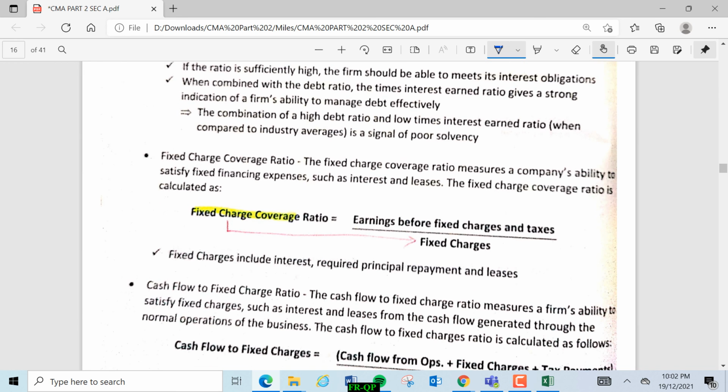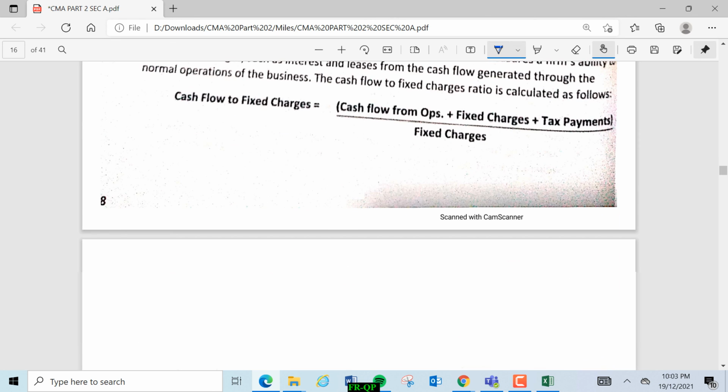Okay, then again comes fixed charges coverage ratio. You need to understand fixed charges a little: fixed charges include the interest and required principal repayment and lease. So when we say fixed charges, it includes two factors, one is the interest as well as the repayment of cash. You have to consider both, and it will be provided in the exam. Then cash flow to fixed charges: cash from operation plus fixed charges plus tax divided by fixed charges. So this is very simple. This is just a formula. You can remember this formula by doing 2-3 questions.